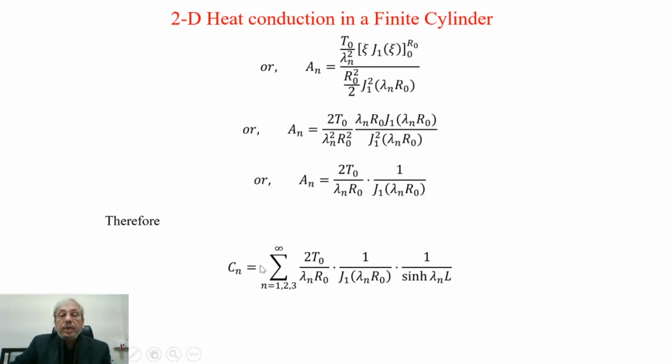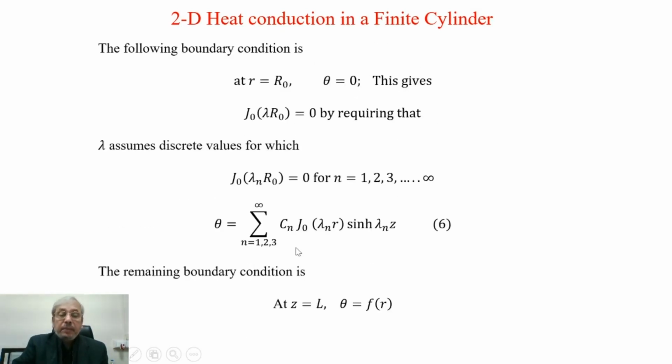So that means C n will be this series, summation over n equal to 1, 2, 3 up to infinity, twice T naught divided by lambda n R naught, 1 by J1 lambda n R naught. So C n into sine hyperbolic lambda n L is basically a n. So C n will be this quantity divided by sine hyperbolic lambda n L. Now, since C n has been evaluated, that was the only remaining part; if we look into our equation, this C n was to be evaluated.